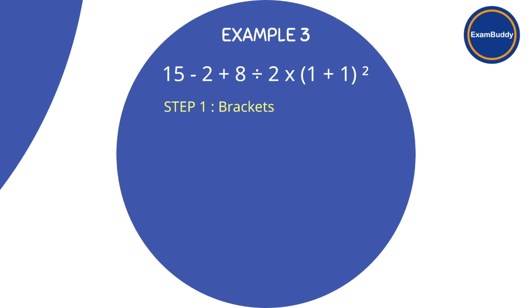So, step 1, let's deal with the brackets. 1 plus 1 gives you 2. So we already know that the 1 plus 1 found in the brackets has now become a 2. We deal with the indices, 2 squared, which gives us 4.